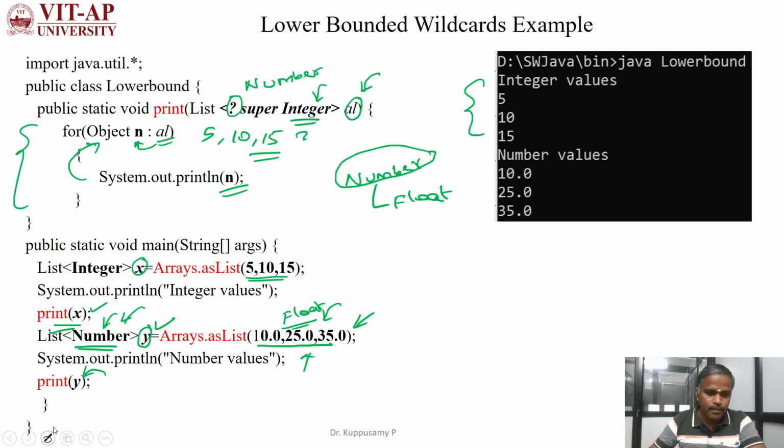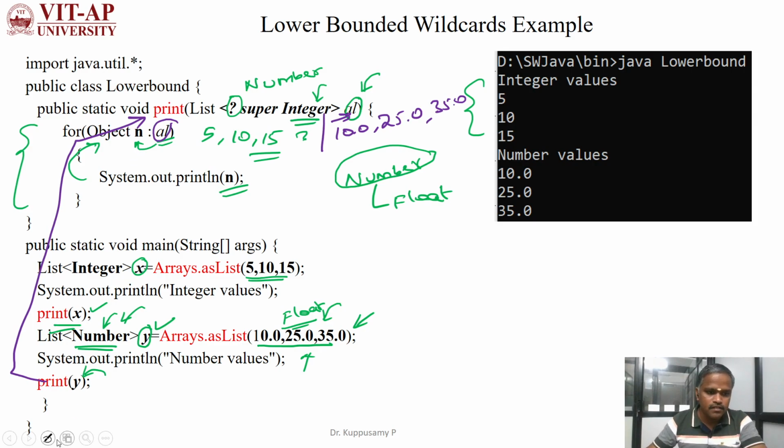Then the print method is called here. Once print is called, control passes to the print method, which carries the values 10.0, 25.0, and 35.0. Then those values are passed to the variable al.